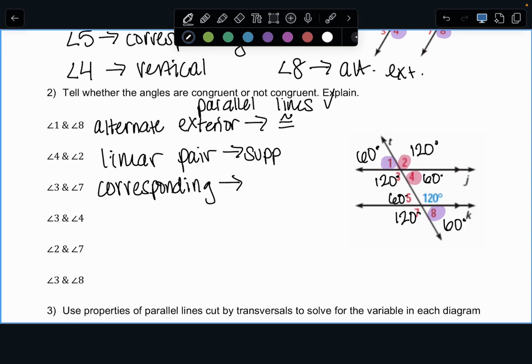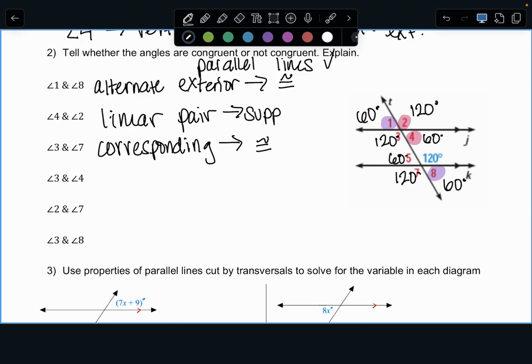And corresponding angles with parallel lines are congruent. Everyone knows that. We can fill out the first part together. 3 and 4, are they supplementary or congruent? Supplementary, okay. What about 2 and 7? Congruent. What about 3 and 8?